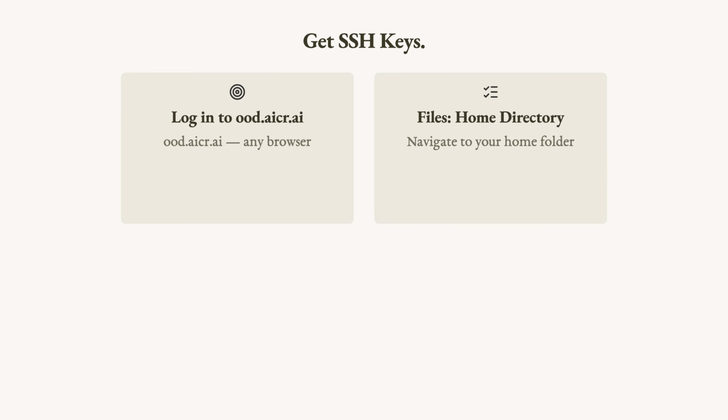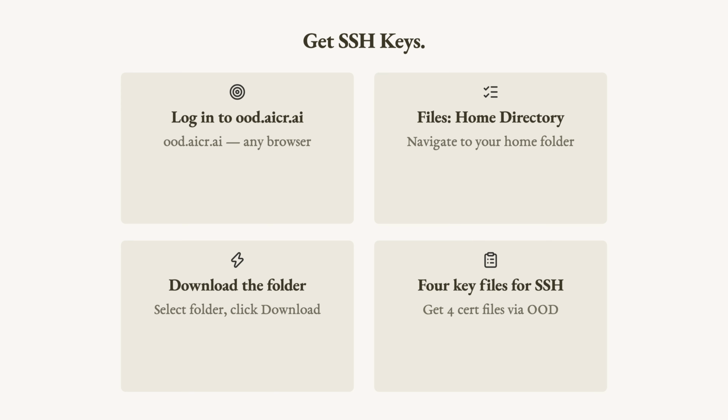The file manager is also how you get your SSH keys. When your account is created, the acre_keys folder appears in your home directory on the cluster. Log into OnDemand, go to Files, Home Directory, find the Acre Keys folder, click the ellipsis and select Download. Unzip the downloaded folder to get the 4 key files needed for terminal SSH access. The file manager also supports drag and drop upload and an in-browser text editor for quick edits.